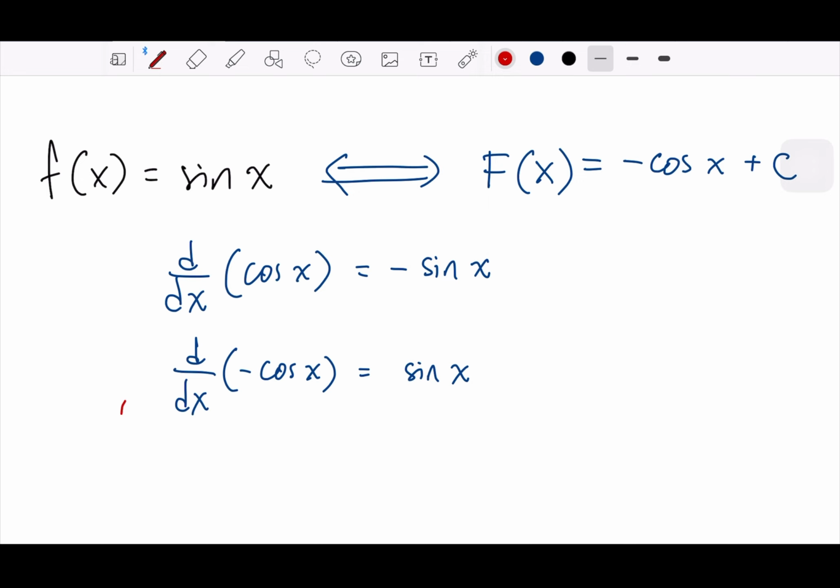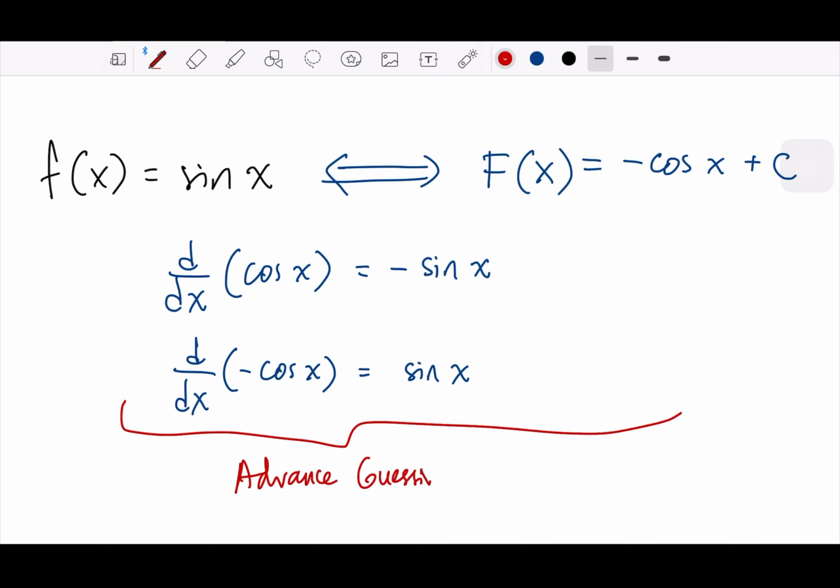Now this guessing, we call advanced guessing. Although it's a guessing, later if you see some techniques in integral, like integration by parts or substitutions or any advanced method for integration, this advanced guessing sometimes can help you to answer some of the questions.